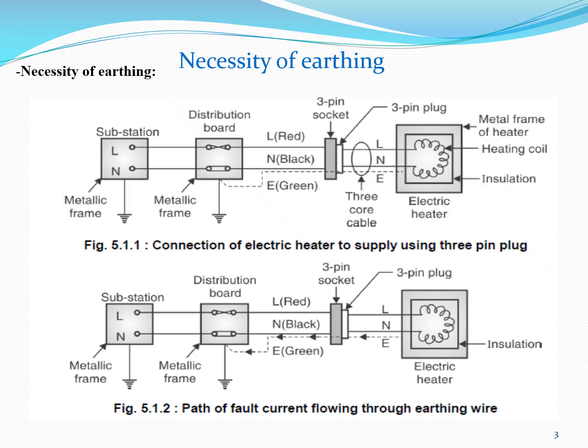Now we'll discuss the necessity of an earthing system. Let us consider an example of an electric heater. So this figure 5.1.1 shows the connection of an electrical heater to the supply using a 3-pin plug.